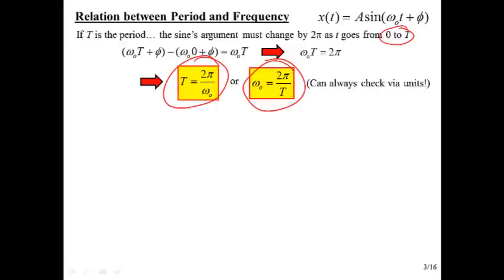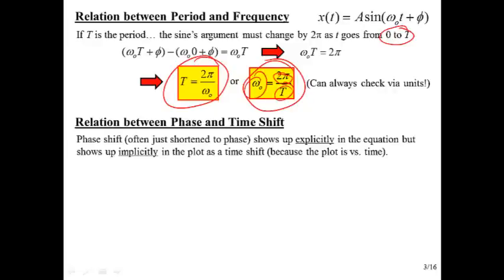So bottom line, 2 pi is always on the top, and you put the other one in the bottom to get the remaining one. So omega 0 in the bottom, you get period. Period in the bottom, you get the frequency. And you can always check with units to make sure that it works. We've got 2 pi radians over seconds, so that's got to be radians per second. Okay, good.